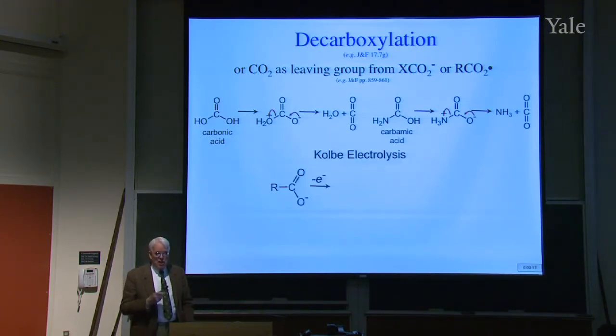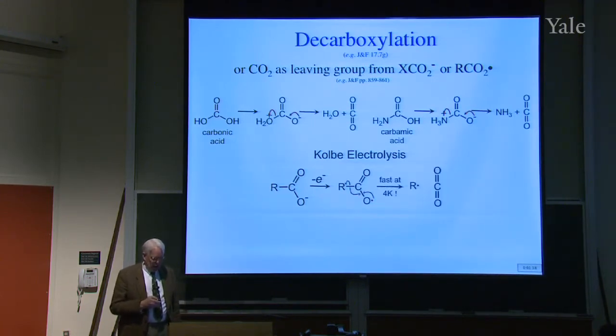Or we actually mentioned last semester already Kolbe electrolysis, where it's a free radical that does it. So you start with a carboxylate anion, but you do an oxidation to remove an electron from it, which then makes this free radical. But that free radical is fabulously unstable when R is an alkyl group.